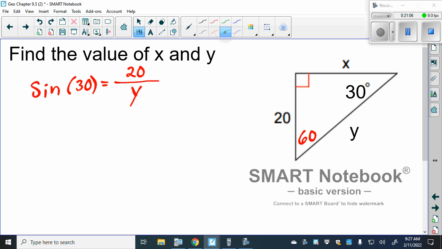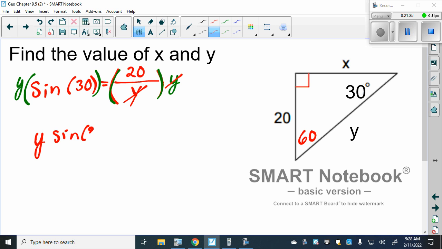Now what we do for this here really isn't any different than what we did on the previous ones. Because in all the previous ones, we multiplied both sides by the hypotenuse's length. So here, we're going to multiply both sides by y. Just like before, this y and this y will cancel, telling me that y sine of 30 degrees is equal to 20.